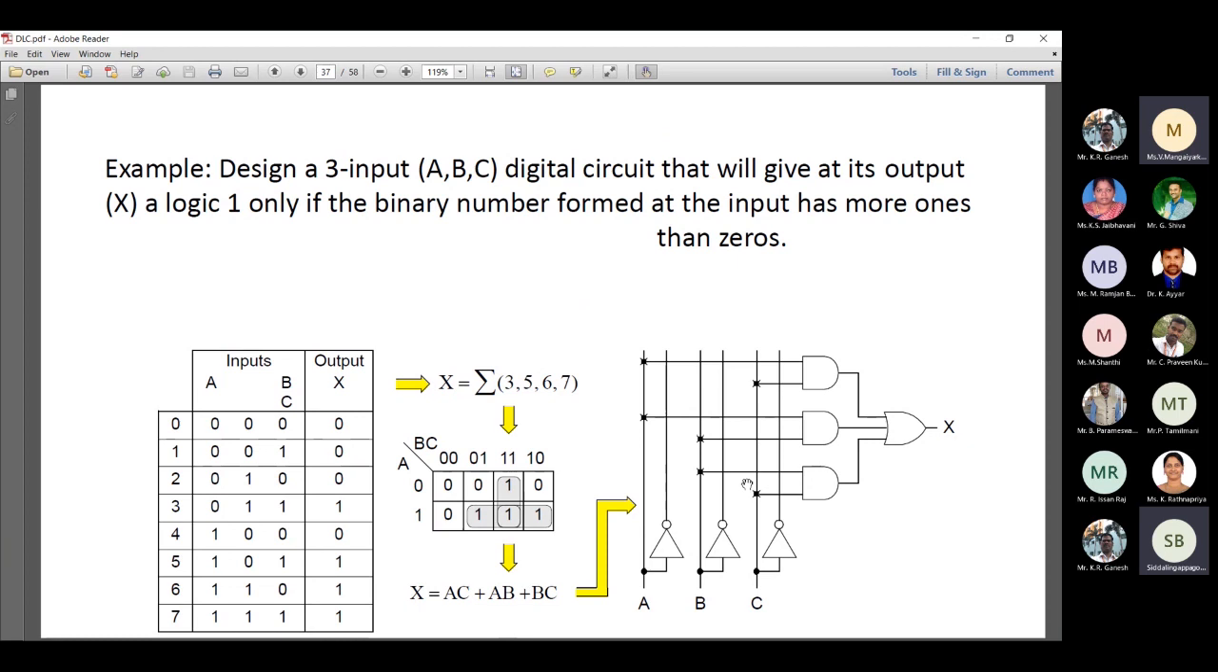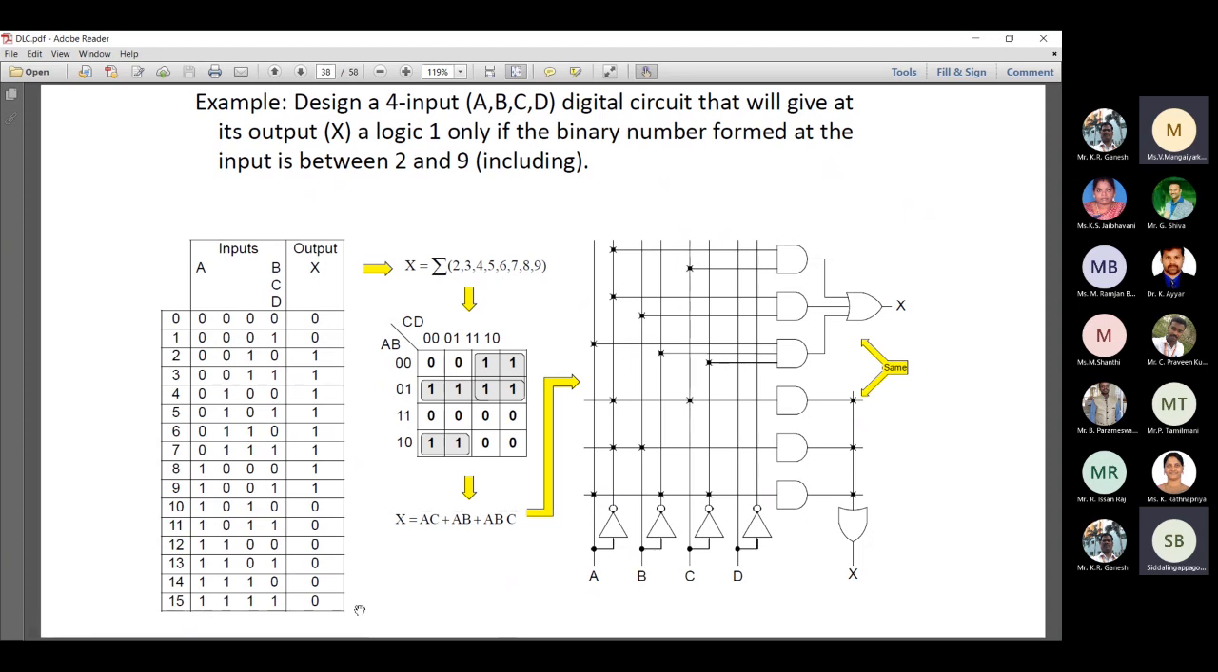So this type of problem is asked in exams most of the time. The table is there with the 4 input variables. 4 variables means a 4 variable K map. Check which are the ones that are there here, and those decimal numbers are written here.